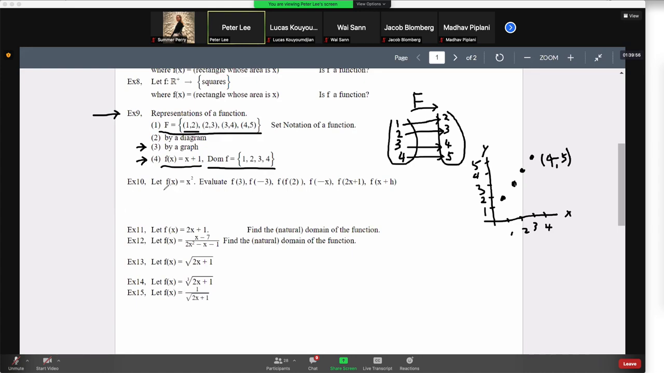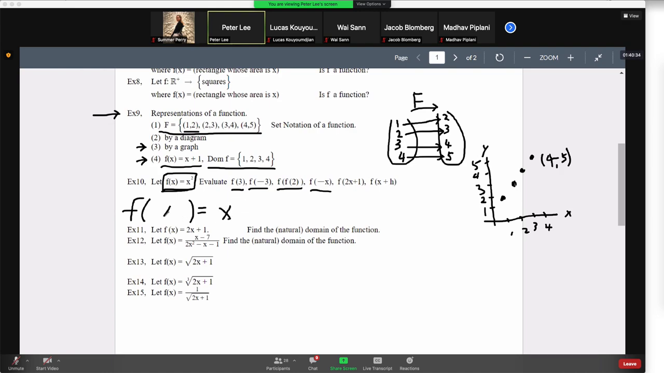Okay, now example 10, and these are about evaluating functions. This one we did already, so we're not going to do this again, or should I do this? Okay, if f of x equals x squared, let me write this here. When you see f of x equals x squared, what this really means is that f of x is equal to x squared.